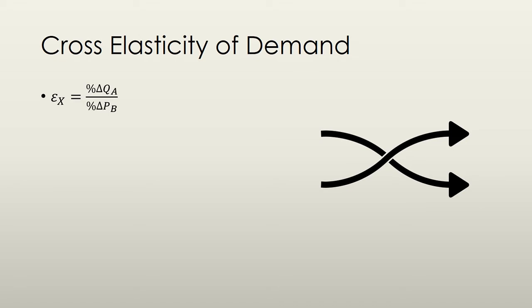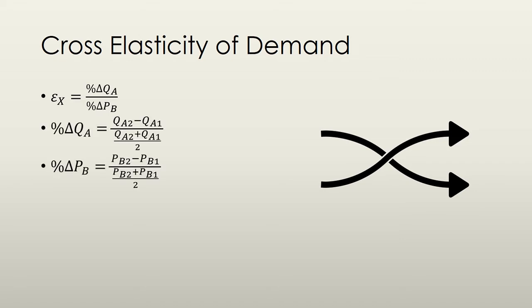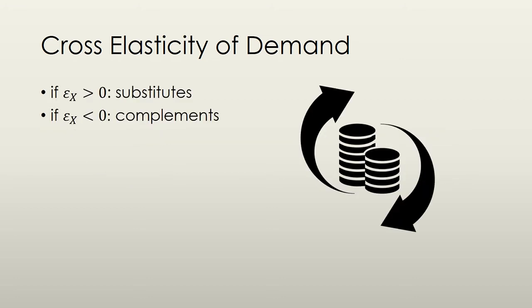We take the percent change in quantity of burgers and we divide it by the percent change in price of fries. And again, we calculate the percent changes in quantity and price in the same way that we did for the price elasticity of demand. If we derive a cross-elasticity of demand with a value that is greater than 0, it means one of two things. Either the percent change in quantity and the percent change in price was positive, or that both were negative. In either case, the percent change in price and quantity move in the same direction.